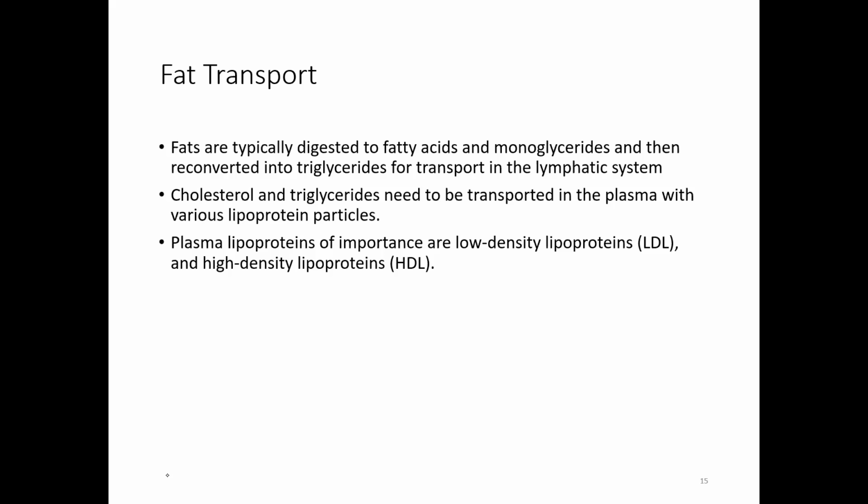So we have the LDLs and the HDLs. The HDLs are the good cholesterol, and the LDLs are what we call the bad cholesterol.